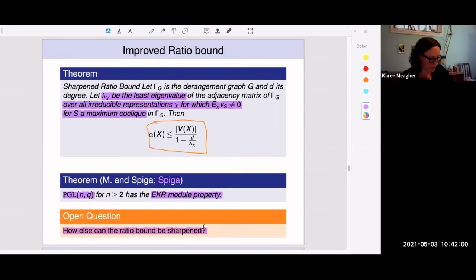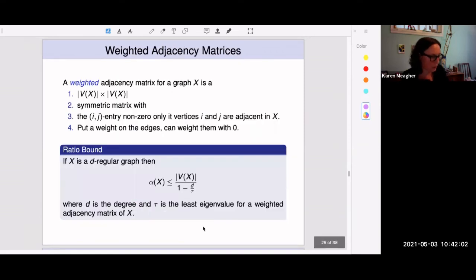I'm going to partially answer this question with my next one. We can use weighted adjacency matrices in our ratio bound. So if we have a weighted adjacency matrix, it's going to be a symmetric matrix. The rows and columns are indexed by the vertices in the group. But instead of putting 1 or 0, meaning edge, no edge, we put a weight on the edge.